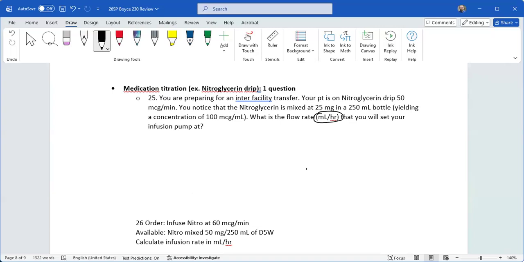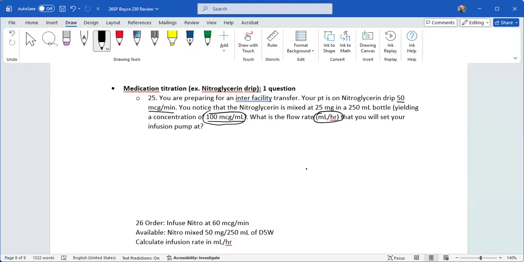Okay. So it says your patient is starting on a nitroglycerin drip of 50 mic per minute. You notice that the nitroglycerin is mixed at 25 milligrams in a 250 ml bottle, yielding a concentration of 100 micrograms per milliliter. So that's helpful. That already kind of tells you the concentration. So you don't even need to worry about the 25 milligrams, 250 ml. It already tells you that your available is 100 micrograms per milliliter. So you don't need to worry about converting micrograms to milligrams. You just need to make sure you convert minutes to hours. So let's work through that.